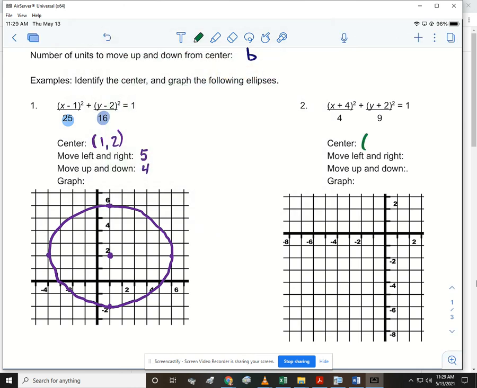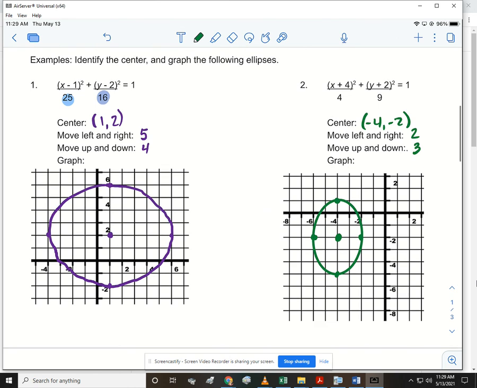So the center is going to be -4, -2. To figure out left and right, we look under the x and we take the square root, so 2 left and right. Up and down, we look under the y and we take the square root, 3 up and down. And then we'll do our graph. So -4, -2, and then 2 left and right, 3 up and down. There we go. That's what I wanted the last one to do.